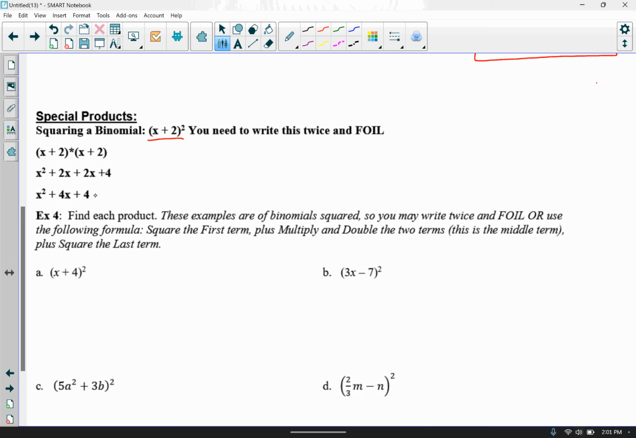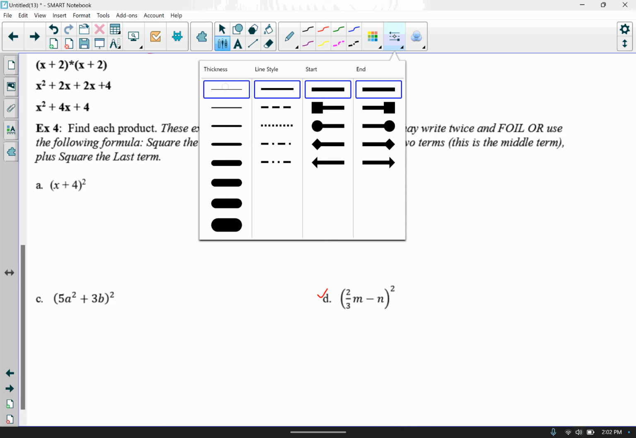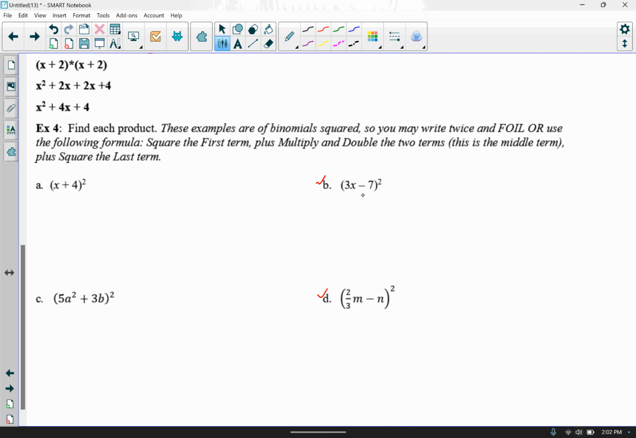All right, so coming on down then to example 4, let's look at B and D here together. Okay, so in letter B, 3x minus 7 squared, so remember that means 3x minus 7 times 3x minus 7. And now I just FOIL.